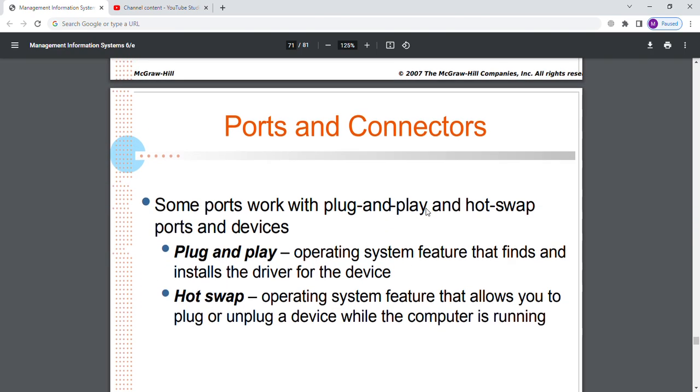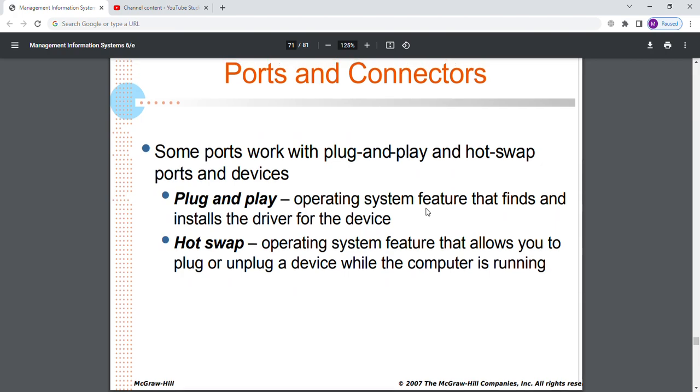Ports and connectors. Some ports work with plug and play and hot swap ports and devices. Plug and play is an operating system feature that finds and installs the driver for the device. Hot swap is an operating system feature that allows you to plug or unplug a device while the computer is running.